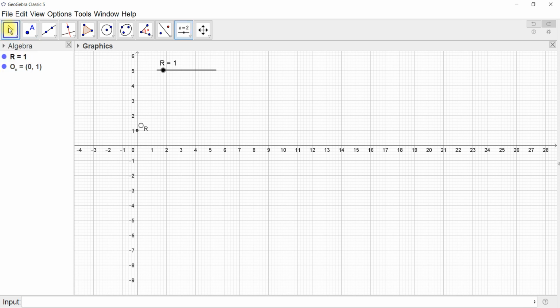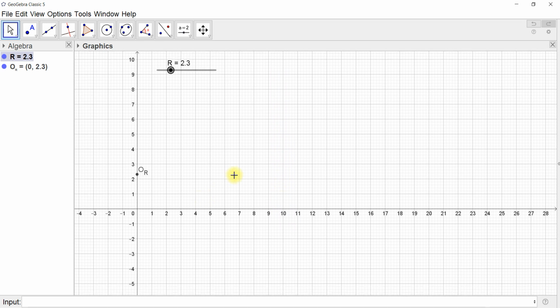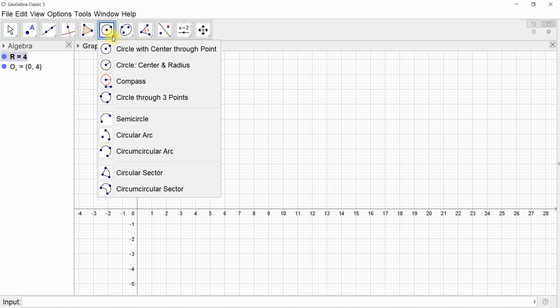So if I do that, I get this point on the y-axis. And if I come over here and pull this around, we see that it moves. Now let's move our view down a bit so that we can see that this thing is going to adjust. And the next thing I'm going to do is build in my circle. So I'm going to go over to our circle tools, and I'm actually going to use this circle with center and radius.